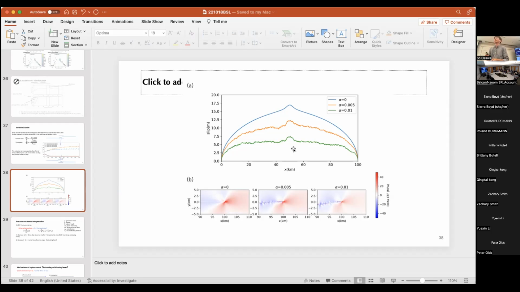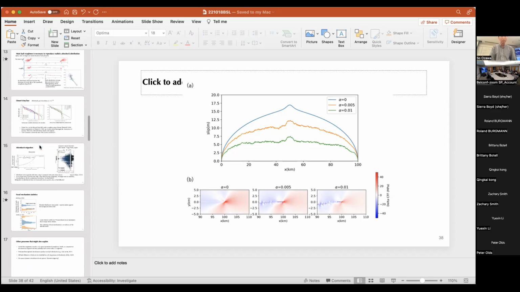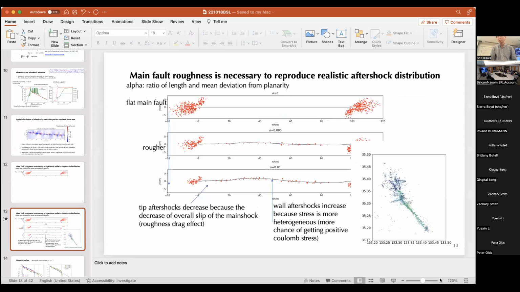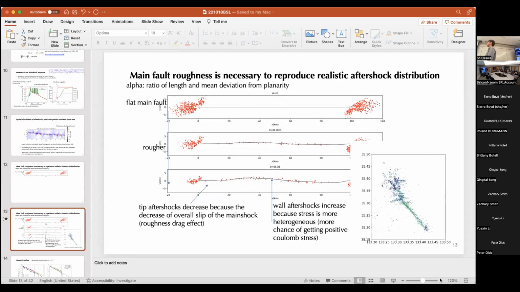Are you reducing the moment then by increasing your roughness? Moment tensor? Are you reducing the magnitude? Exactly. So shouldn't that affect your aftershock productivity as well? Yes, that's the point. So that's why we tend to get a smaller number of aftershocks in the tip zone, because this is basically determined by the stress concentration from the mainshock. It depends on the magnitude.